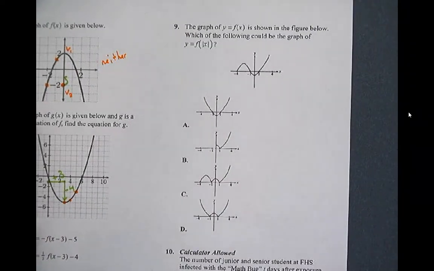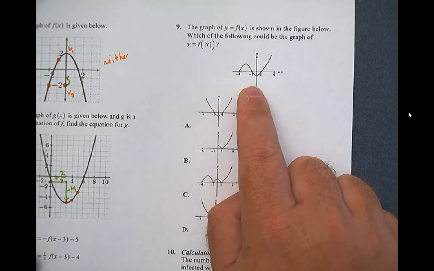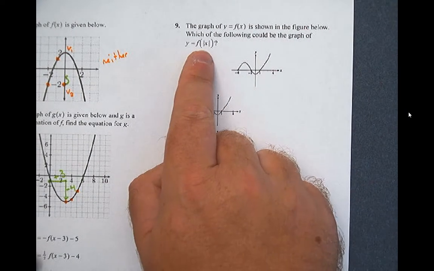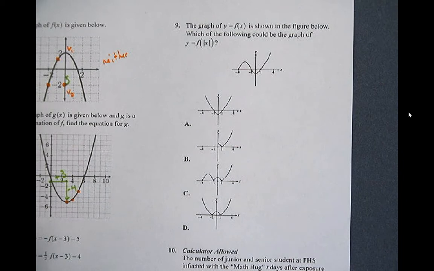Okay, the graph of f of x is shown. So this is y equals f of x. Which of the following could be the graph of f of absolute x? This is easy. You should be able to do this. Go. Pause it. Go. All right, let's see how you did.